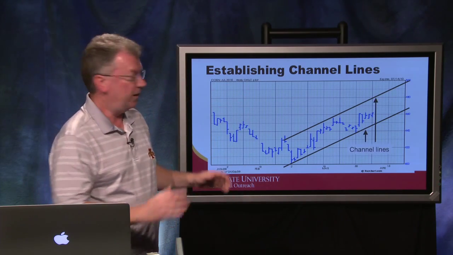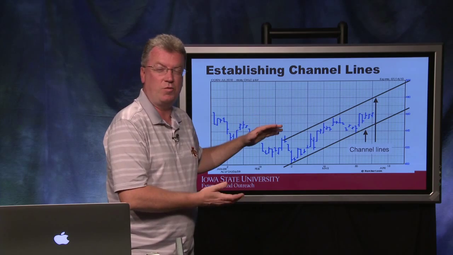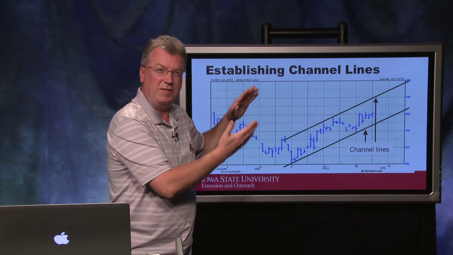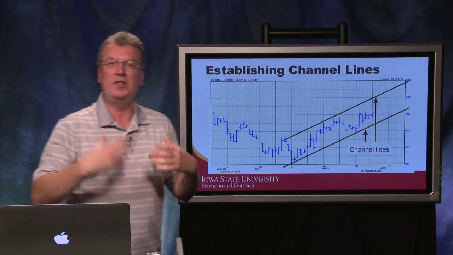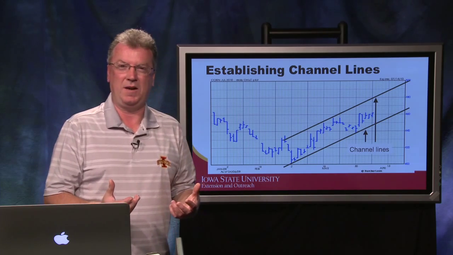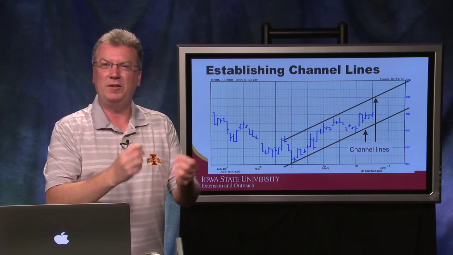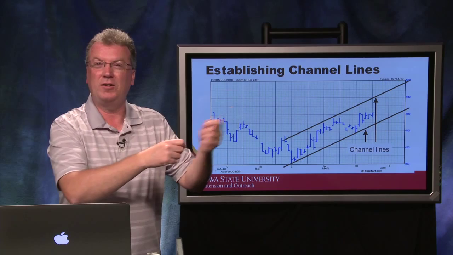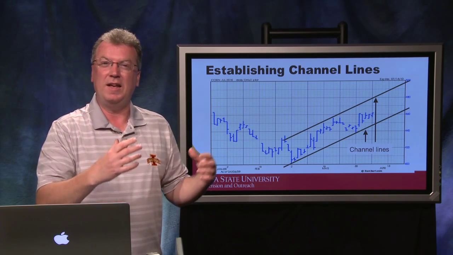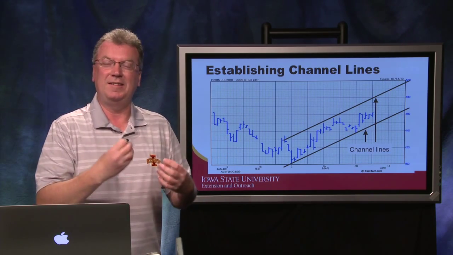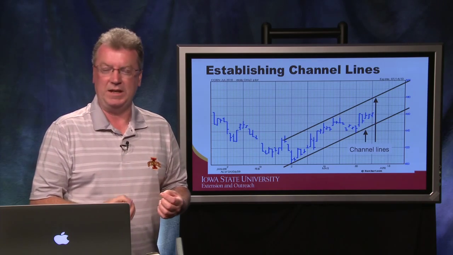When you look at this channel, I've got my channel lines in there and I've got a channel drawn. If prices stay within that channel, I assume that they're staying within the trend that I'm seeing. But when I see prices move outside, or start to break those channel lines, that's when I see a change in trend, indicating I need to make a move in the marketplace.